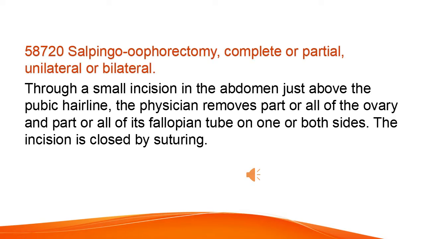Salpingo-oophorectomy, complete or partial, unilateral or bilateral. Through a small incision in the abdomen just above the pubic hairline, the physician removes part or all of the ovary and part or all of its fallopian tube on one or both sides. The incision is closed by suturing.